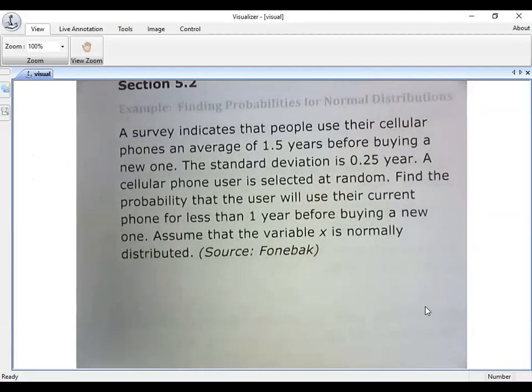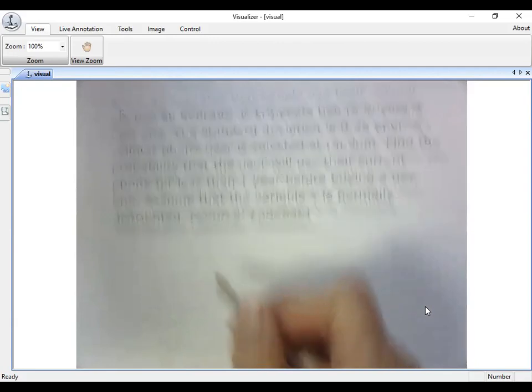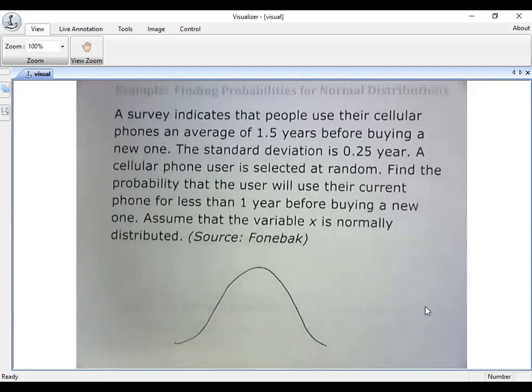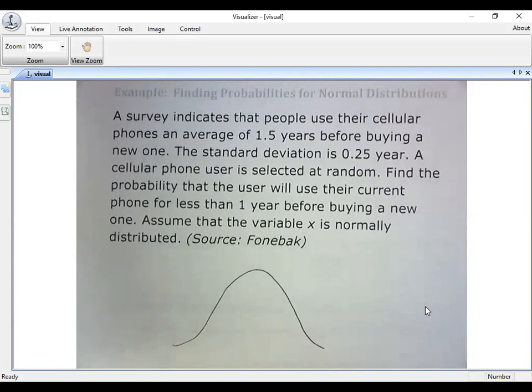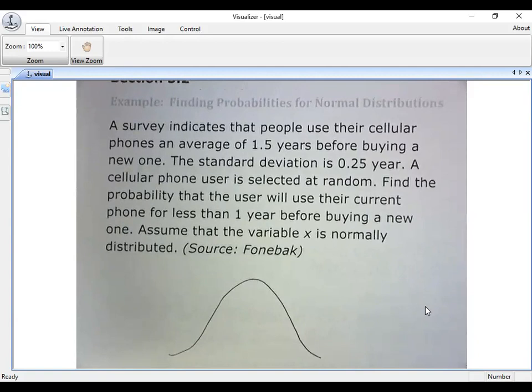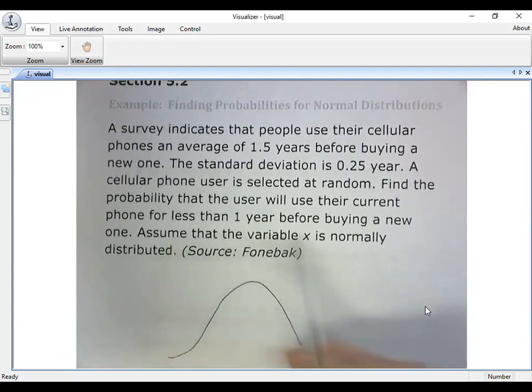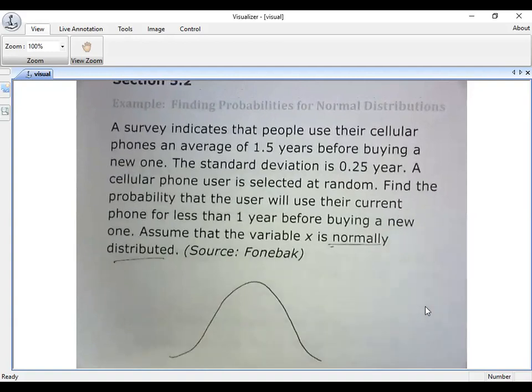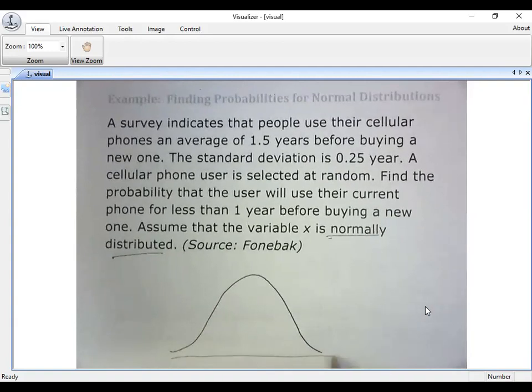Now, what did we say is the first thing you should always do on these problems? We're going to sketch the bell-shaped curve. How do I know it's supposed to be a bell-shaped curve? What did it say? It talks about a standard deviation, but here's the key. It says assume the variable x is normally distributed. When you see normal distribution, that's when you know you've got a bell-shaped curve.